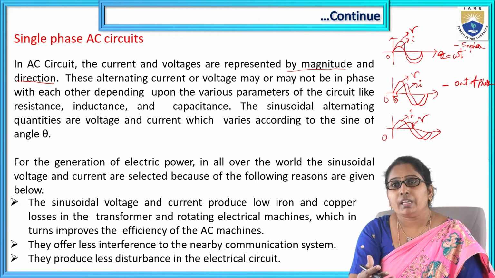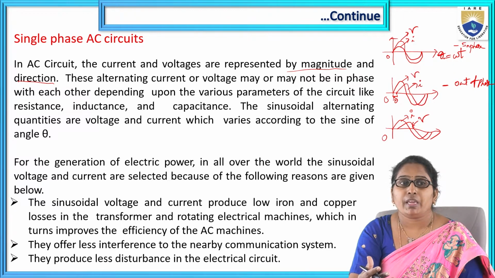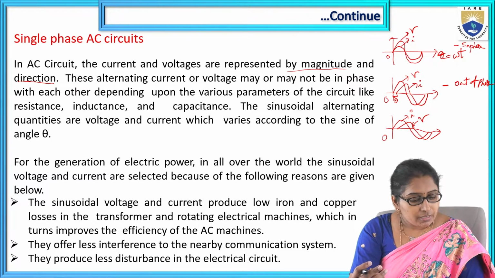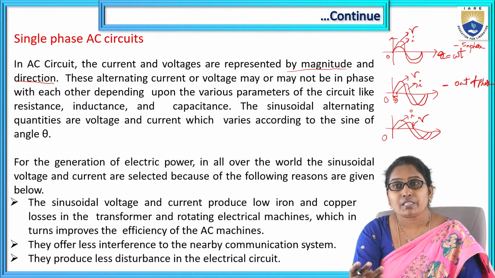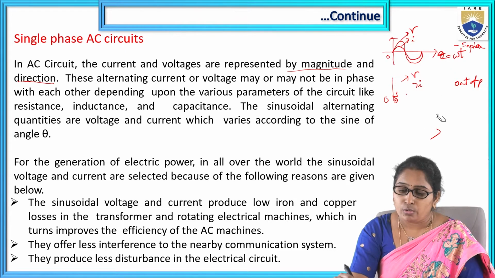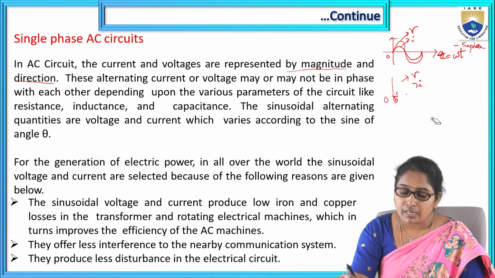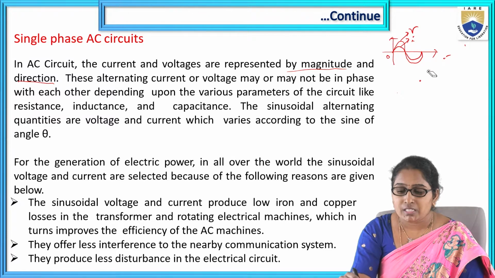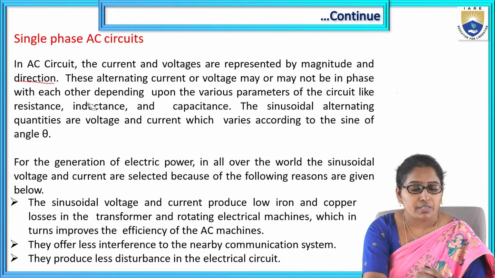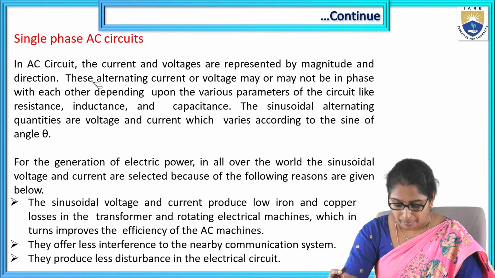With the AC supply, that interference becomes less. That is the second point. Then the last point, they also produce less disturbance in the electrical circuit. So these are the main reasons all over the world why they use AC, not DC supply, because of these main advantages of AC supply.